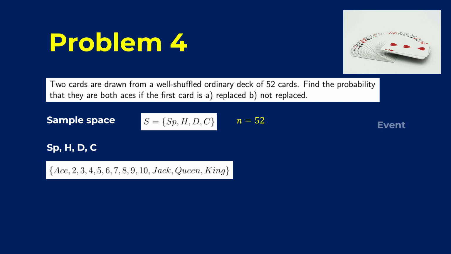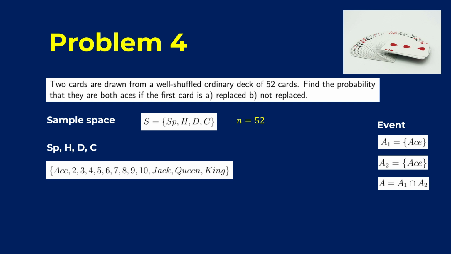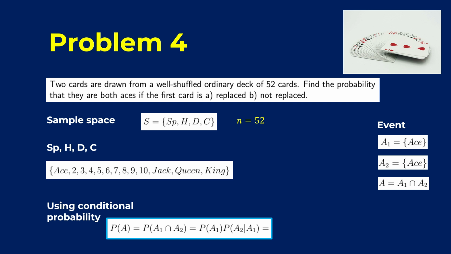Here, we are interested in the event that the drawn card is an ace in the first attempt, and it is also an ace in the second draw. We denote this event as A. From the definition of the conditional probability, we know that the probability of A, which is the same as the probability of both A1 and A2, is equal to the probability of A1 times the probability of A2, given that A1 has already occurred.